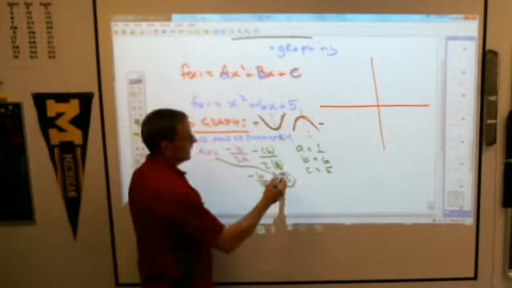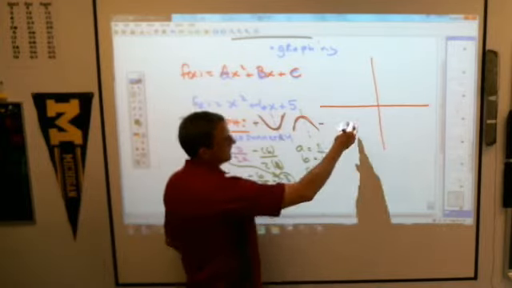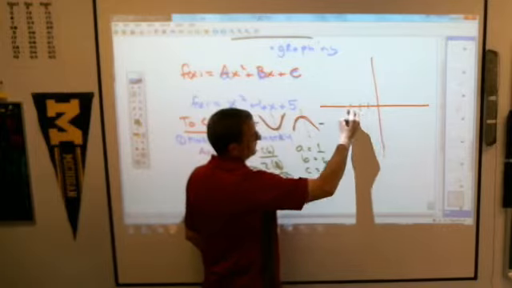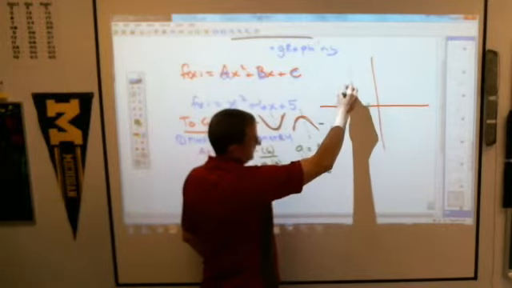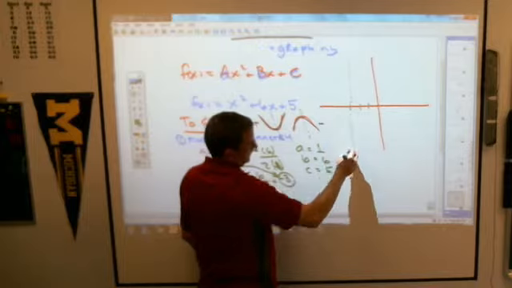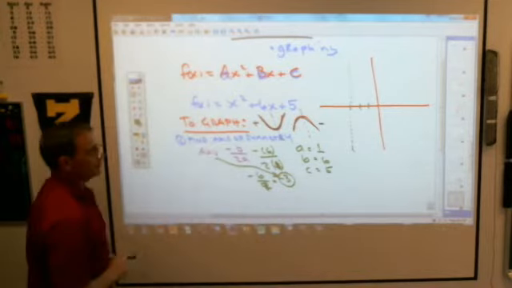So what does that mean, you ask? That means here, where x is negative 3, negative 1, negative 2, negative 3, you will draw a dashed line, because your parabola is going to wrap around that line.